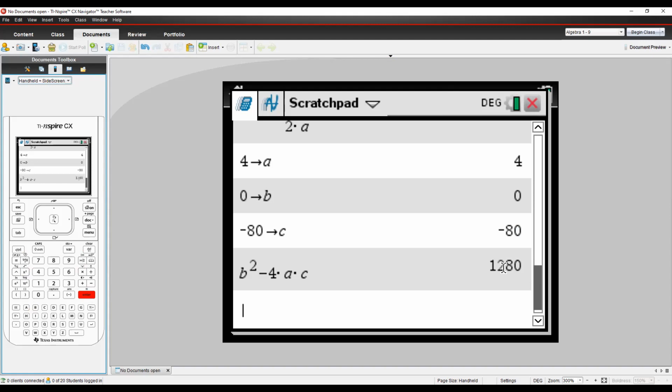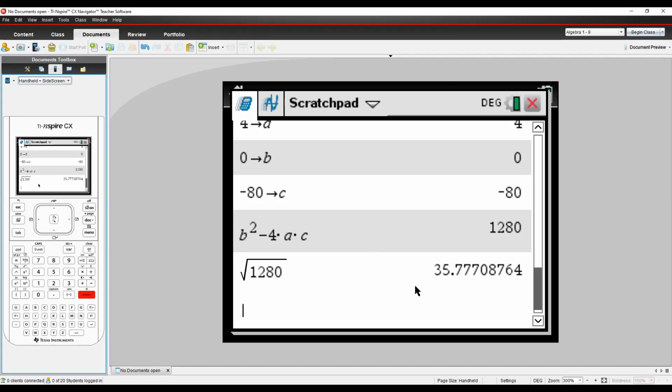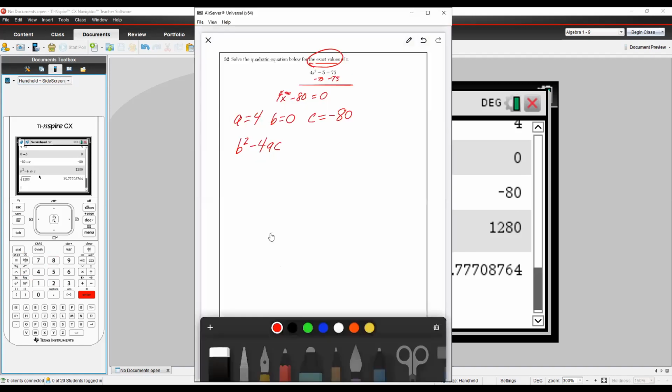Now, the question is, is this a perfect square? Is 1280 a perfect square? If you don't know, just take the square root and see. So if I take the square root of 1280, what is that? Oh, that's a decimal. So that's not a perfect square, which means we're going to leave this as it is because we don't want decimals in the answers.